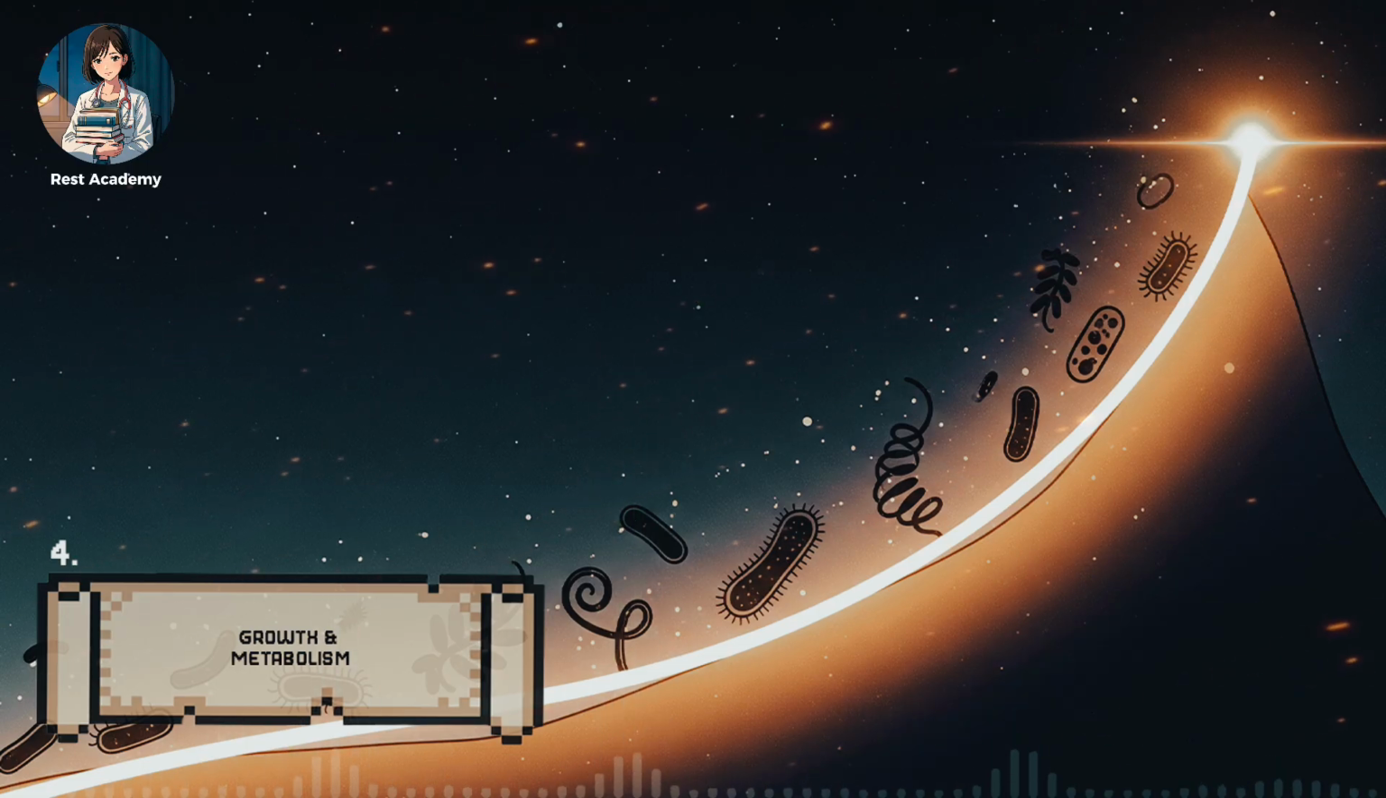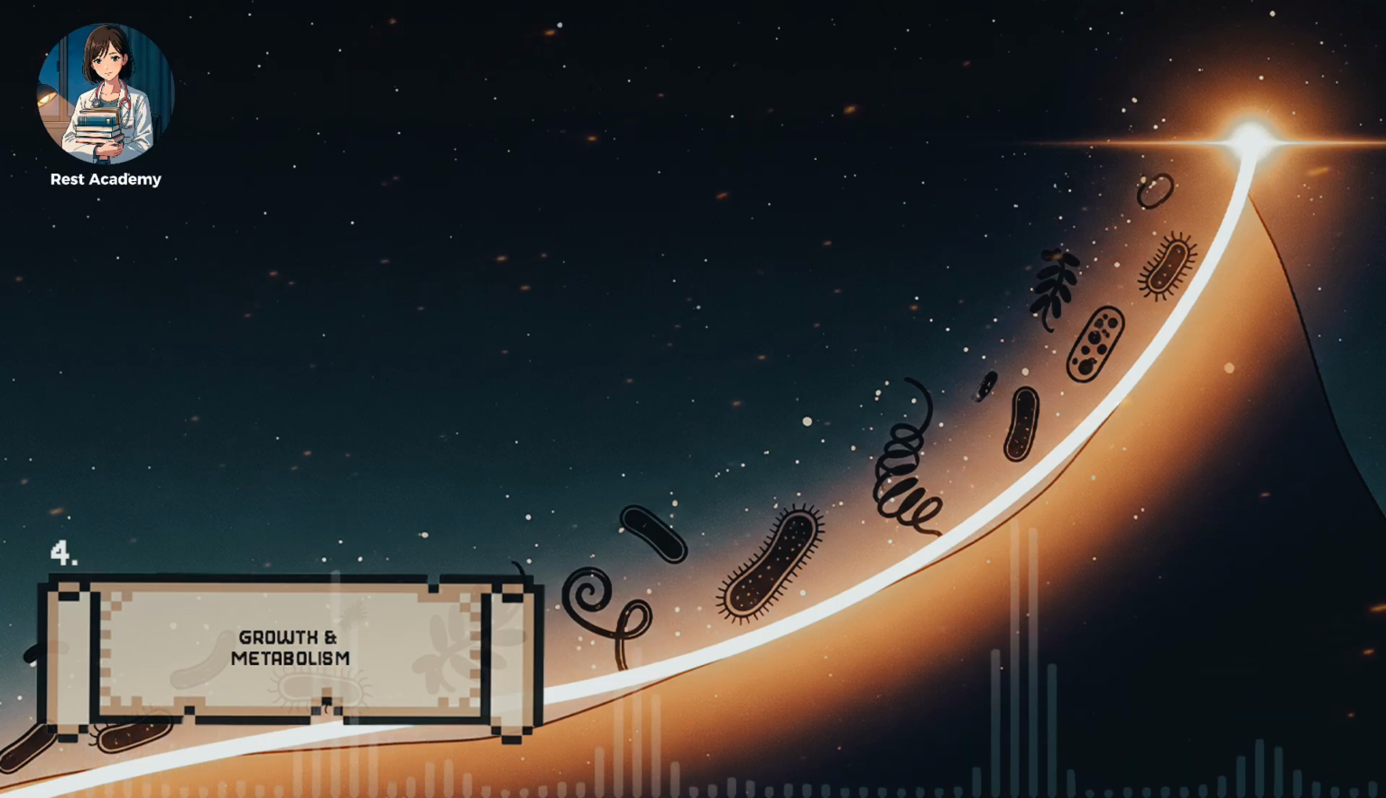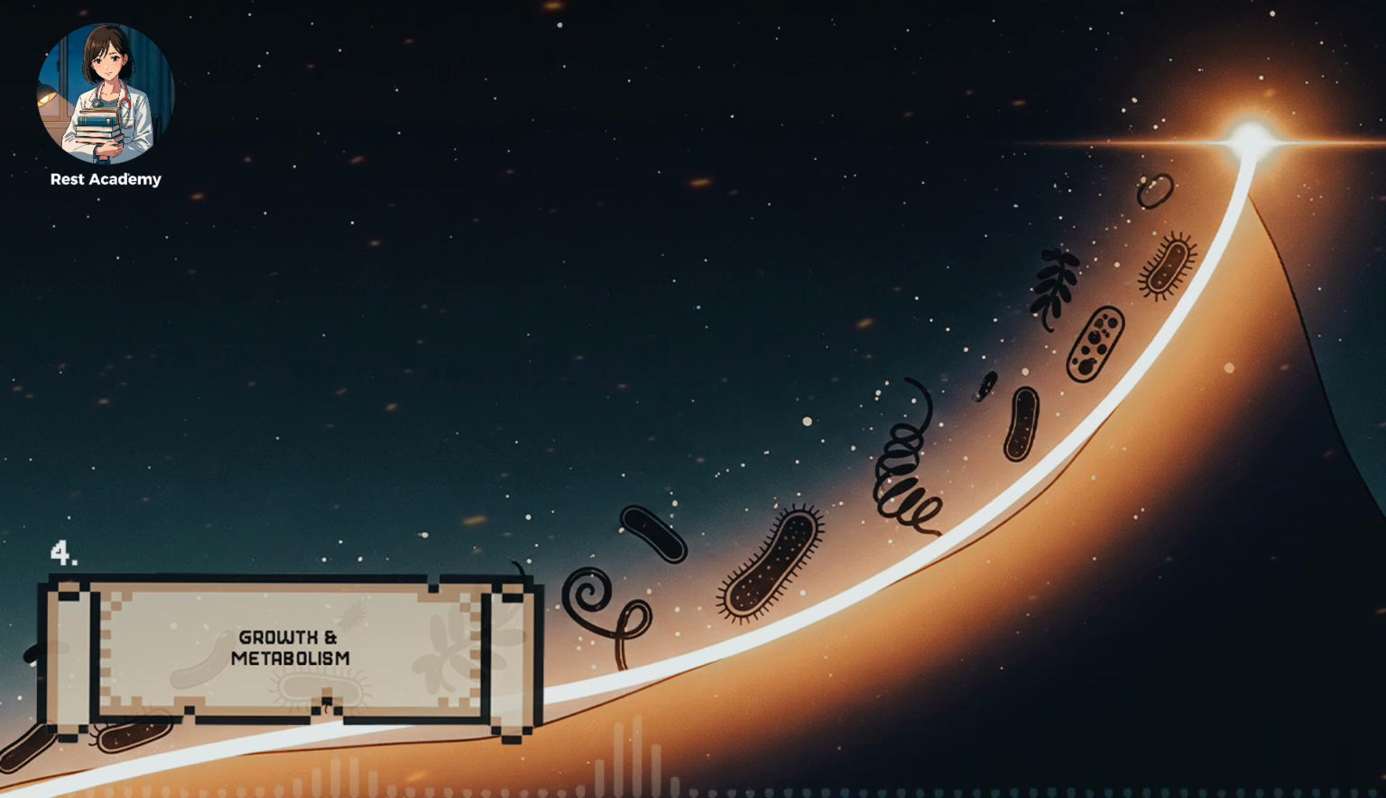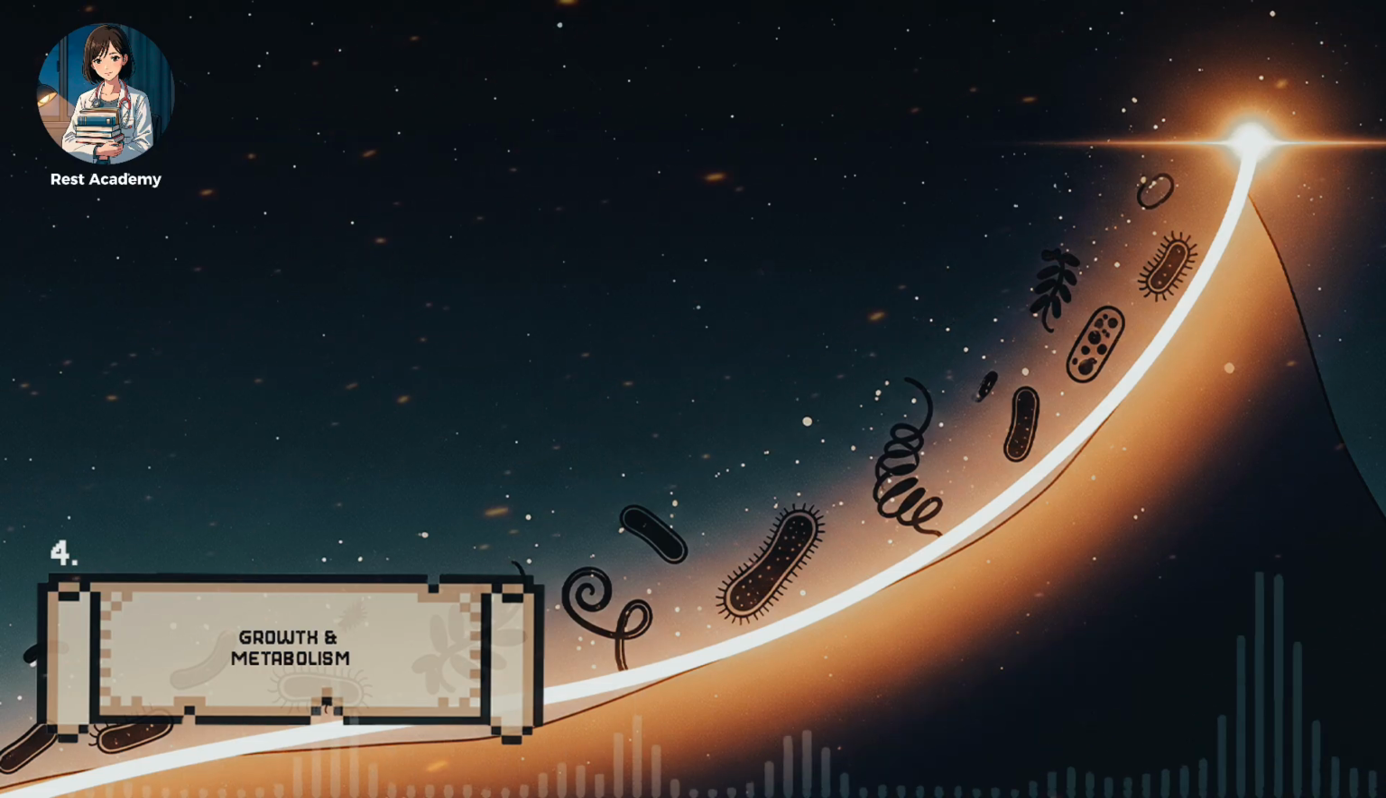Name energy choices clearly. Respiration couples the oxidation of electron donors, often reduced carbon compounds, to the reduction of electron acceptors via an electron transport chain in the cytoplasmic membrane. This chain pumps protons outward and stores energy as a proton motive force, which returns through ATP synthase to make adenosine triphosphate, ATP, the cell's energy currency.